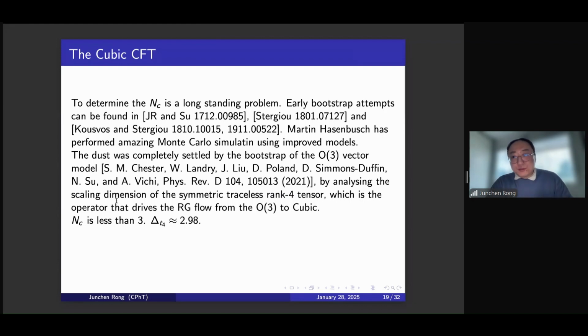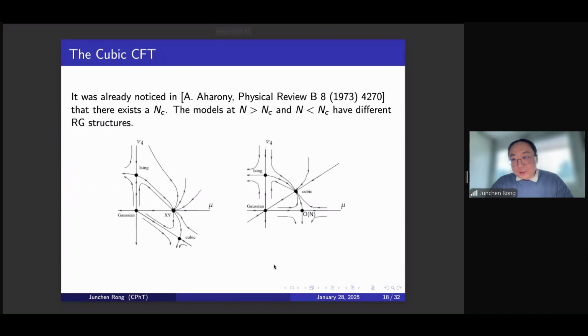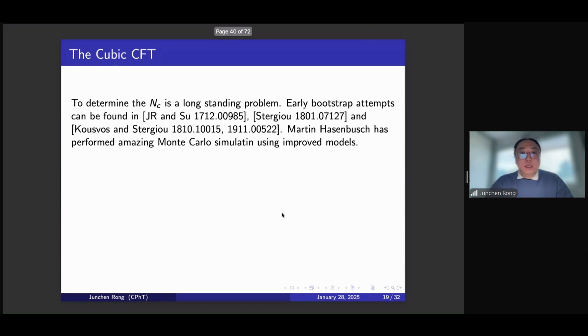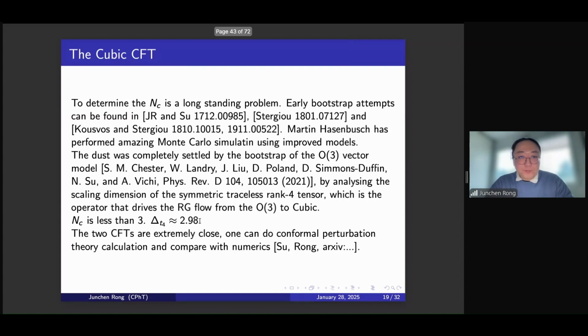The bootstrap is the proof, as we were talking about. It proved there's an upper bound on the dimension of T4. I think it's below 3, basically. The scaling dimension is below 3, so it's a relevant direction. This is a very solid proof that we are in this picture. And I think from Monte Carlo or from the extremal functional, it's probably this value, something like that. As you can see, it's very slightly relevant. It's very close to 3.